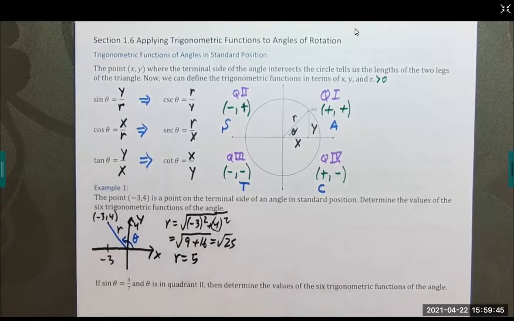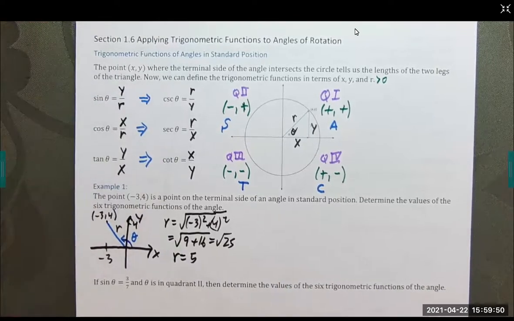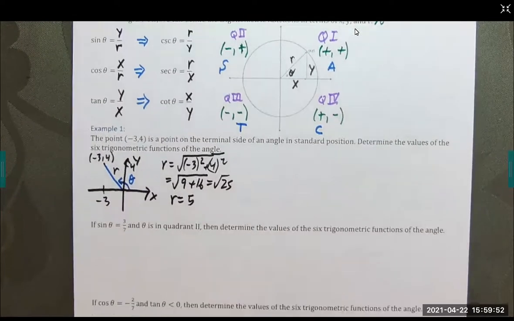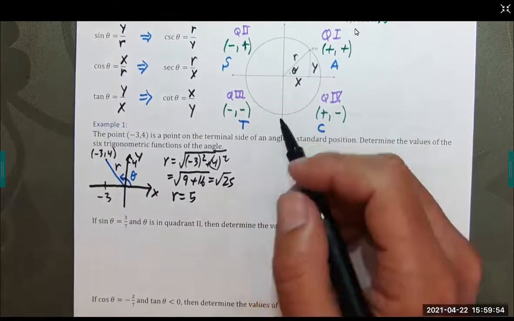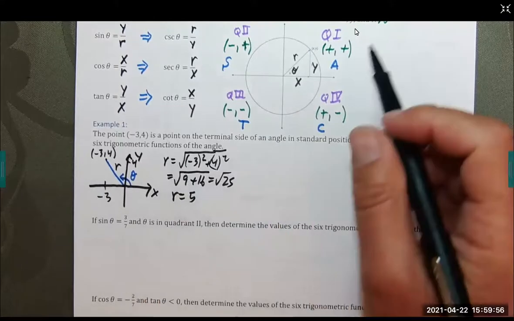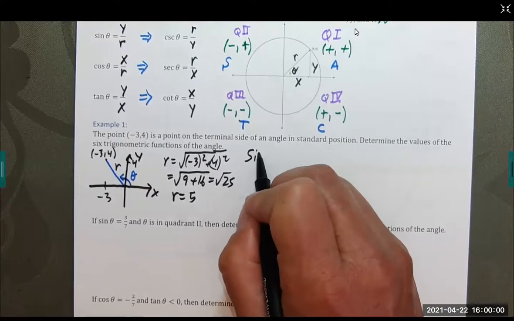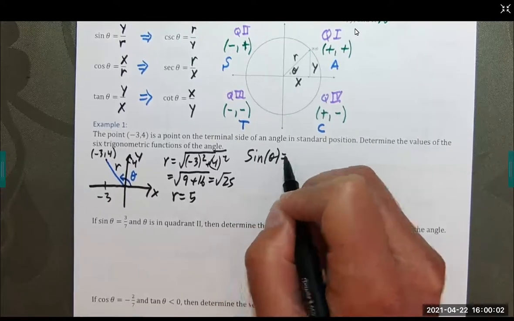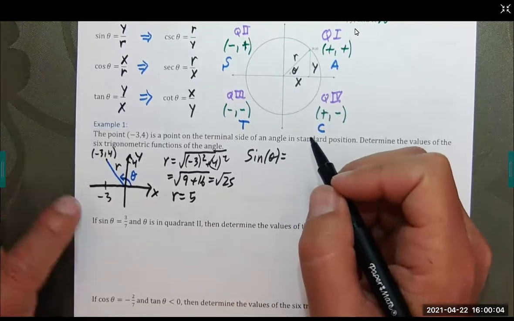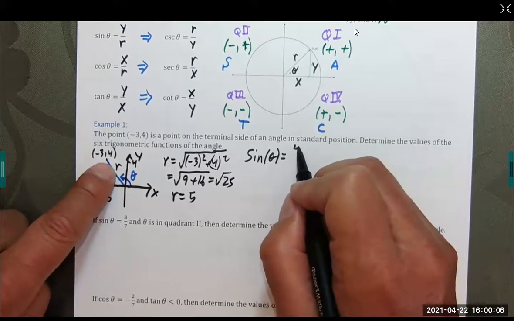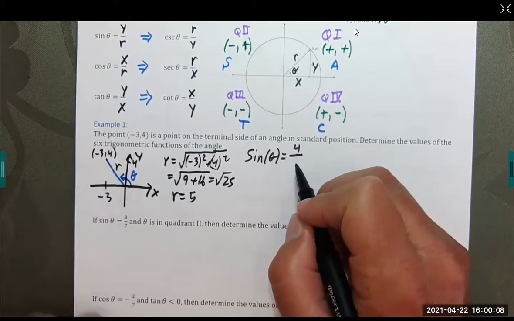So r equals 5 in this case. So we're going to use our definitions here to come up with the six trig functions. Notice I didn't need to do plus or minus because we're saying that r is always positive. So sine of theta, which is y over r, y is 4, over r, which we now know is 5.